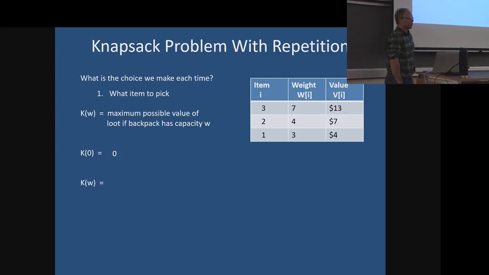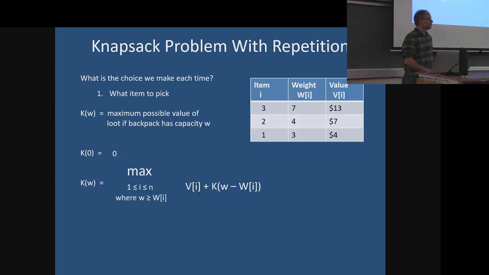Okay? Here's the recursive case. What's the best you can do if you've got capacity W? Yeah? Could you subtract each of those items and then take the max of the capacity that's remaining? Okay? I think this is what you said.